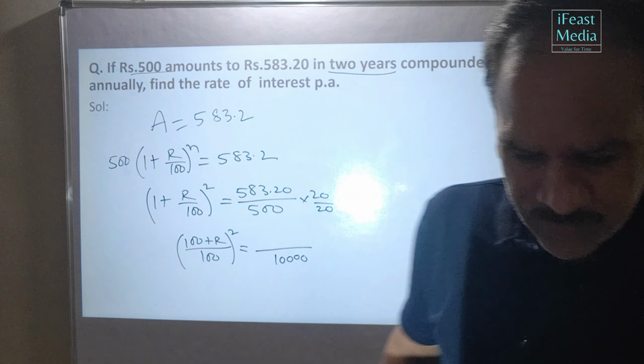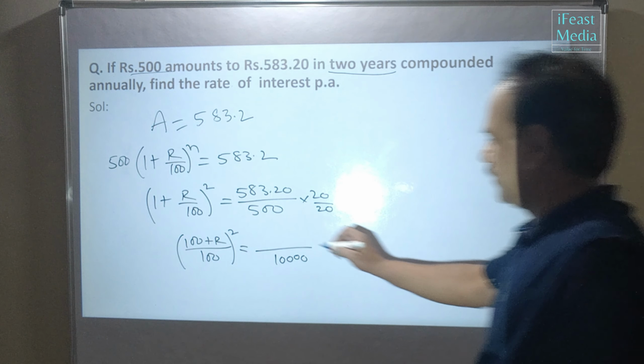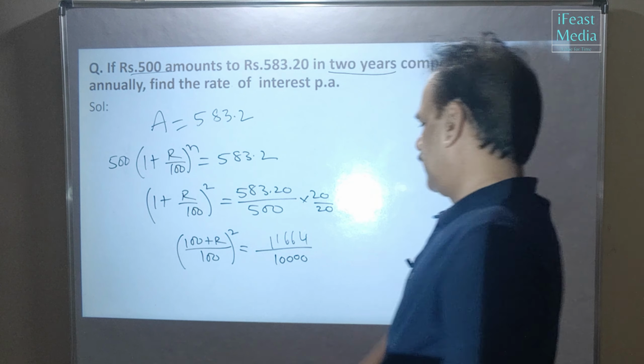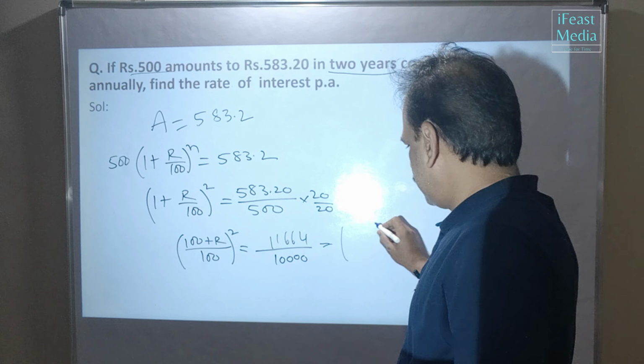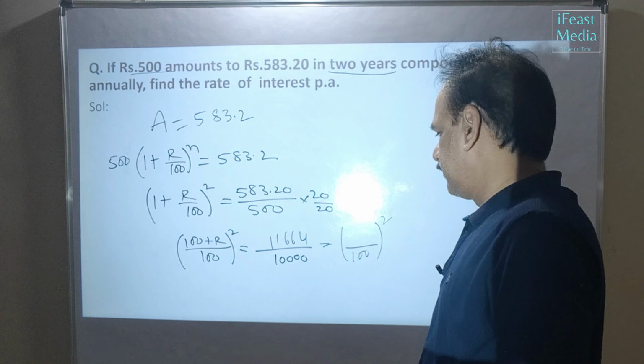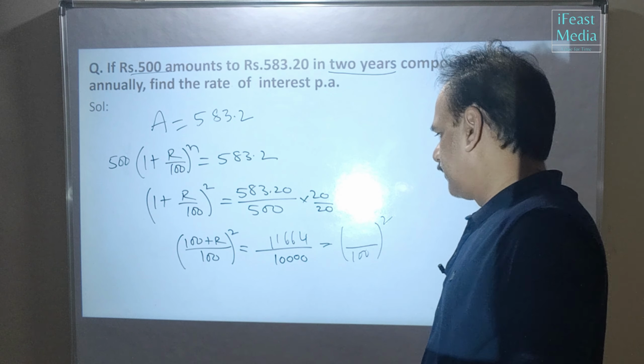The numerator becomes 11,664. Because 100 square is there in the denominator, we made this 10,000. So this is 100 square you can write. But what about the numerator? The numerator must be a perfect square, and that must be near to 100, right? Near to 100.